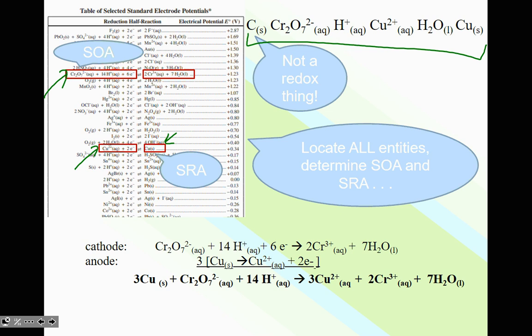Even though water is one of the entities, if you look for it in the table, it's not going to be your SOA or your SRA, so I didn't bother including it, but you're welcome to figure that out on your own. Locate all the entities and determine the SOA and the SRA. At the cathode, we determined that here is our SOA, and for the anode, your SRA is the copper. Remember, we have to make sure that the electrons are balanced, so we multiply by a coefficient of 3, and then they cancel out, and here's your net equation.